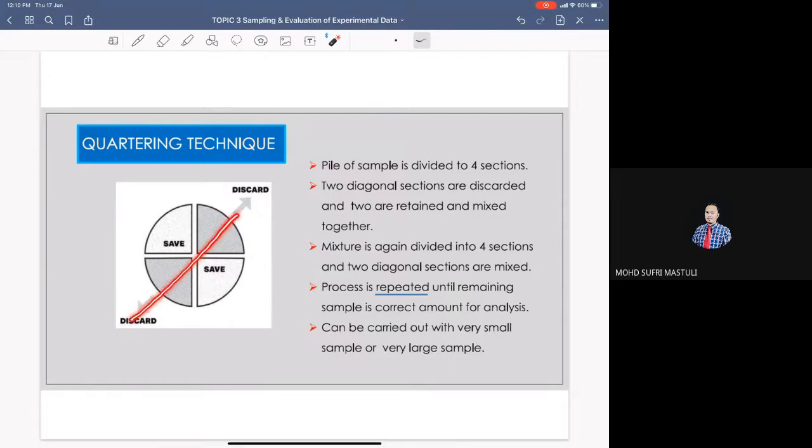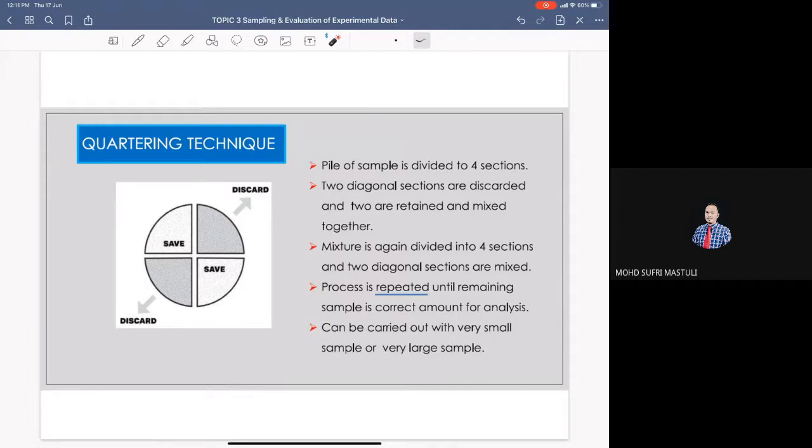This diagonal section we have to remove, and the other two we have to retain, and then we mix it again. And then after we mix, we redivide it into four sections. We repeat. The two diagonal sections will be removed and the other two will be retained and mixed. So this process of removal and remixing will continue until we obtain the correct amount of sample for the analysis.